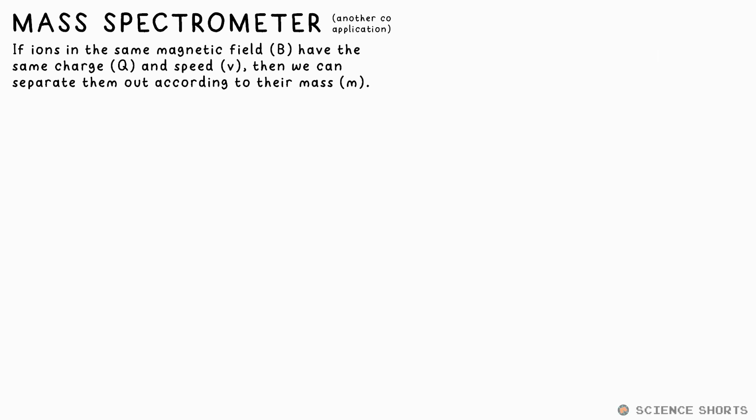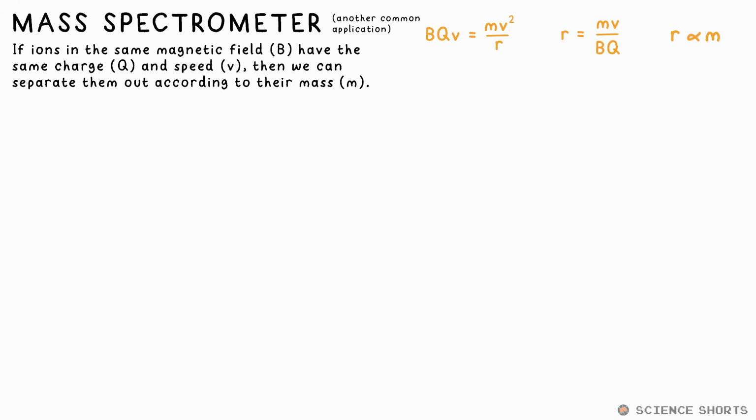We can determine what particles we have in a substance by putting them through a mass spectrometer. As BQV equals mv squared over r, we see that r equals mv over BQ. If V, B and Q are the same for all particles, then the radius of circular motion is proportional to mass of the particle. So that means particles travelling together initially will separate out according to their masses if they enter a magnetic field. B is the same if they're all in the same magnetic field. Q is the same if they're all singly ionized, that is, they've all lost 1 electron.